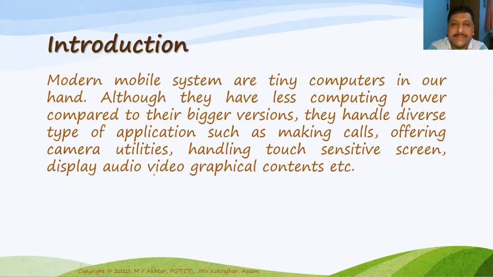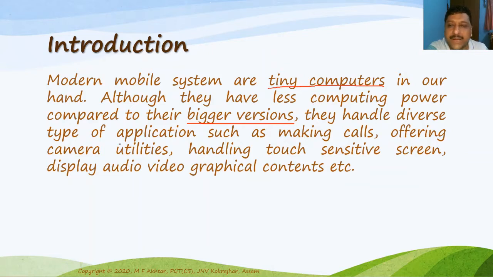Modern mobile systems are teeny computers. Teeny computers means very small computers in our hand. Although they have less computing power compared to their bigger versions. Bigger version means the laptop, the desktop, those things. And teeny computers are the mobile systems.